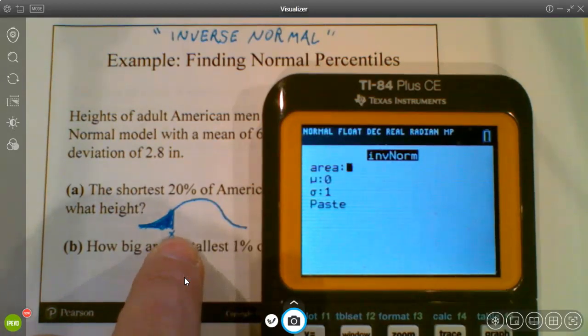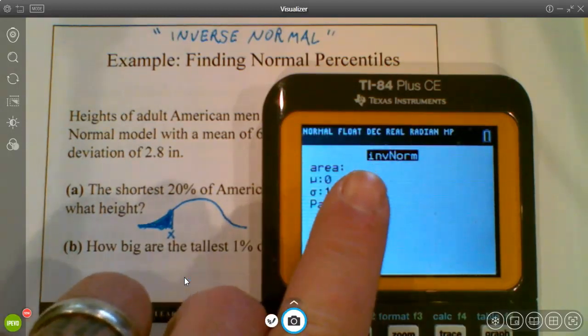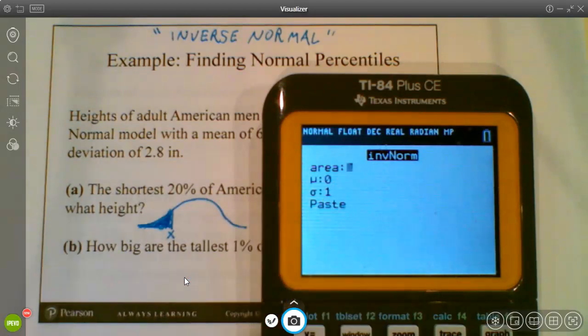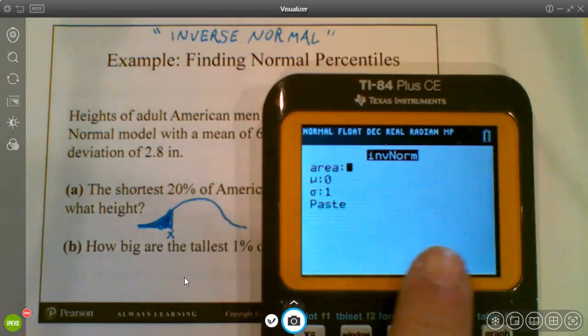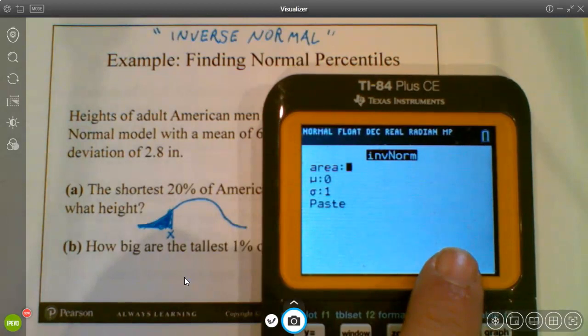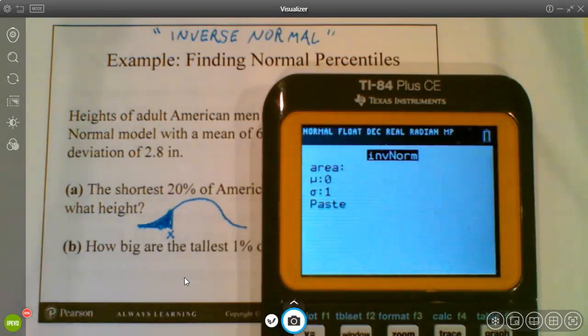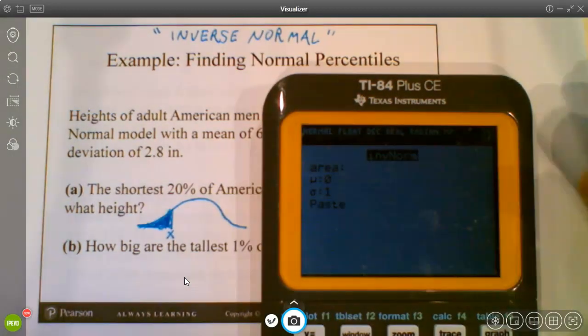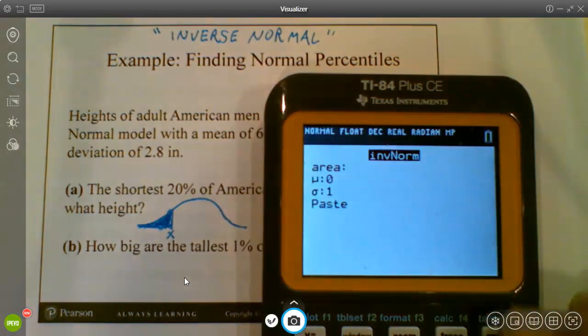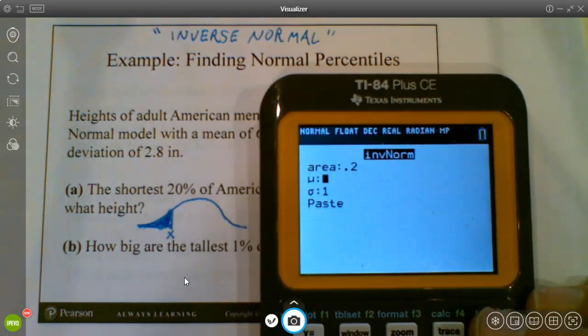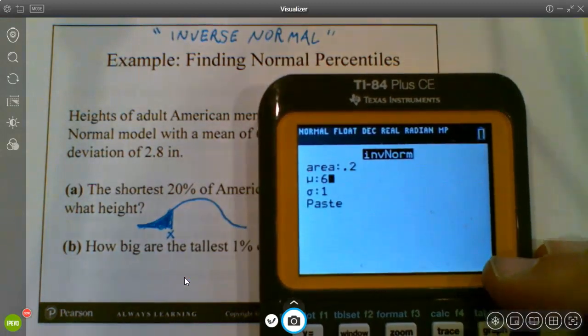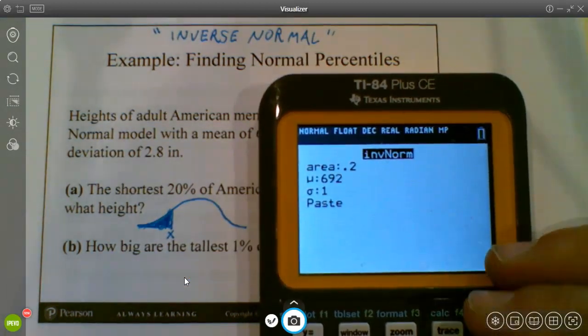So if they would have said the top 80%, well, in this calculator, I still am going to put in 20% because I need the number to the left of x. But if you had the option that said left, center, right, you could highlight the word right and put in 80%, and then you'd get the same answer. So anyway, area to the left of x is 20%, so 0.2. The mean, 69.2. Oops.